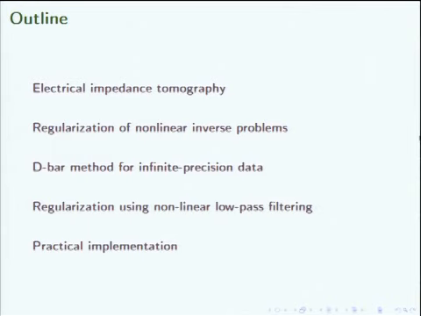This is according to Nachman's proof for the two-dimensional inverse conductivity problem published in 1996. And then I'll show what extra steps are needed to make it really regularized and work in practice. And the step actually is kind of a nonlinear low-pass filtering. And then I'll show you some pictures and tell you how these things are computed in practice.